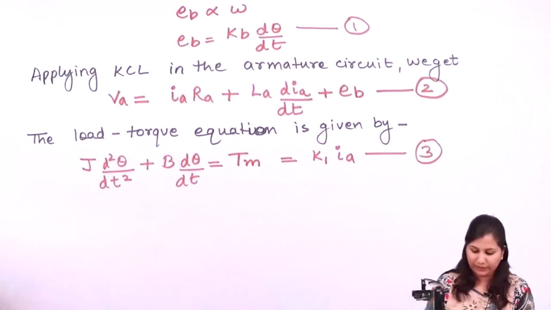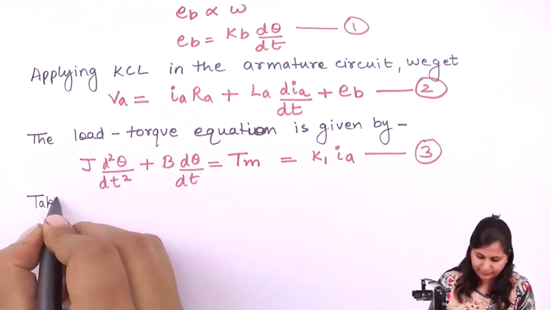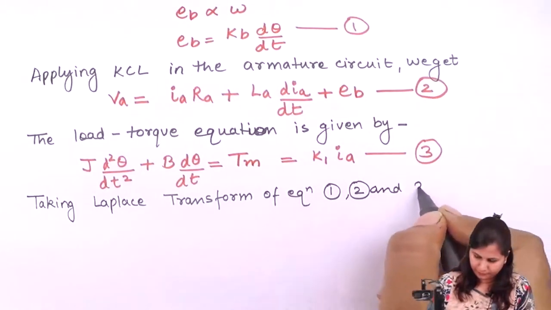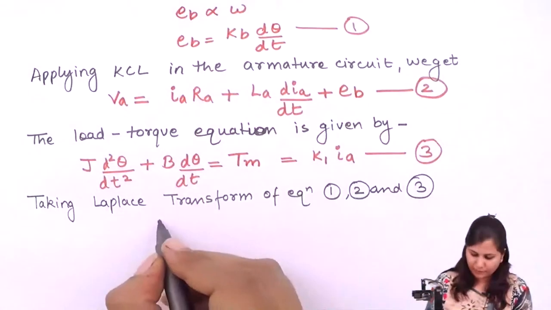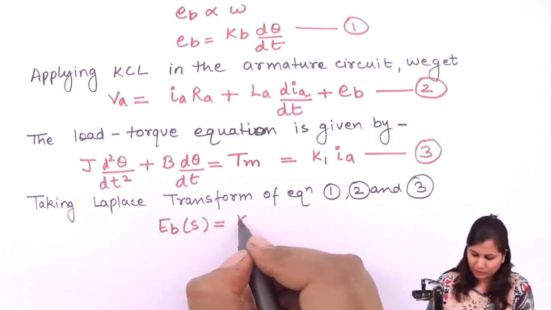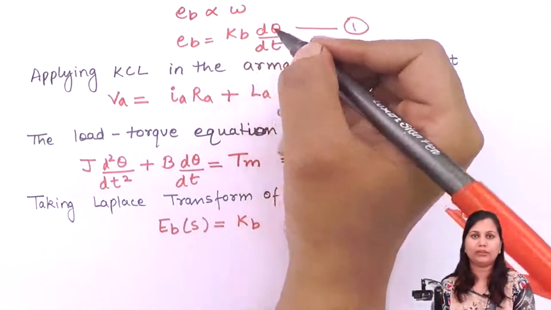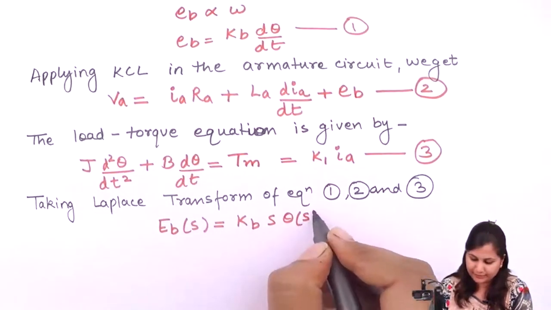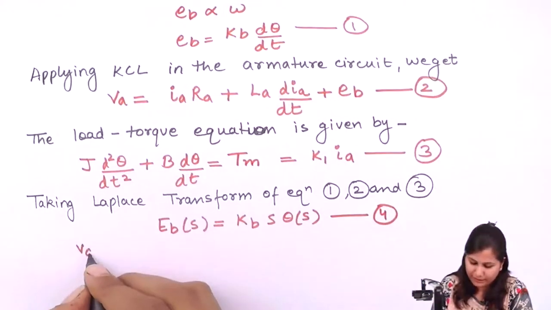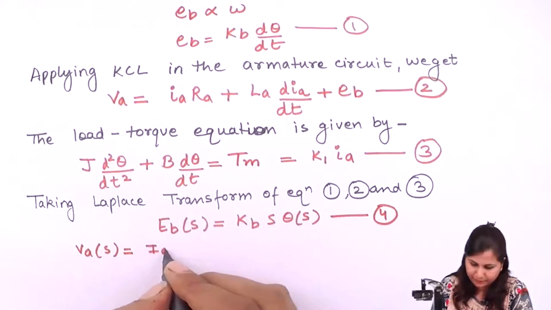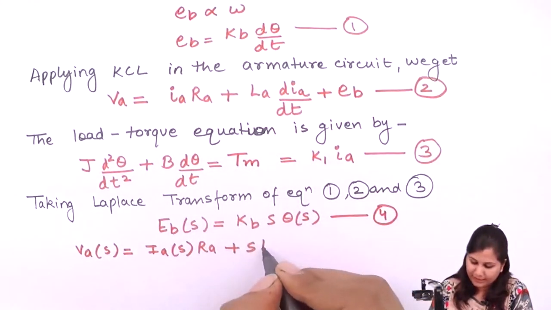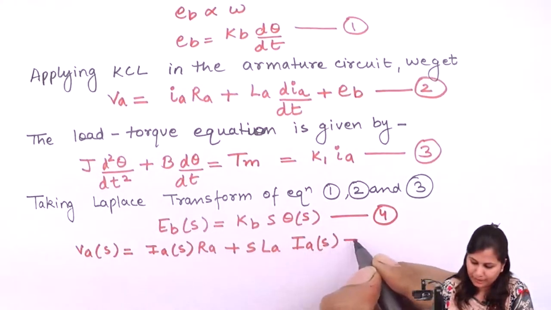Now we have these three equations. Taking the Laplace transform of the equations, from the first equation the Laplace transform of Eb will be Eb(s) equals KB, which is a constant so it is written as it is, and the Laplace transform of d theta by dt is s theta(s). Number this equation as 4th. Now taking the Laplace transform of the second equation, we have Va(s) equal to Ia(s) Ra plus s La Ia(s) plus Eb(s).